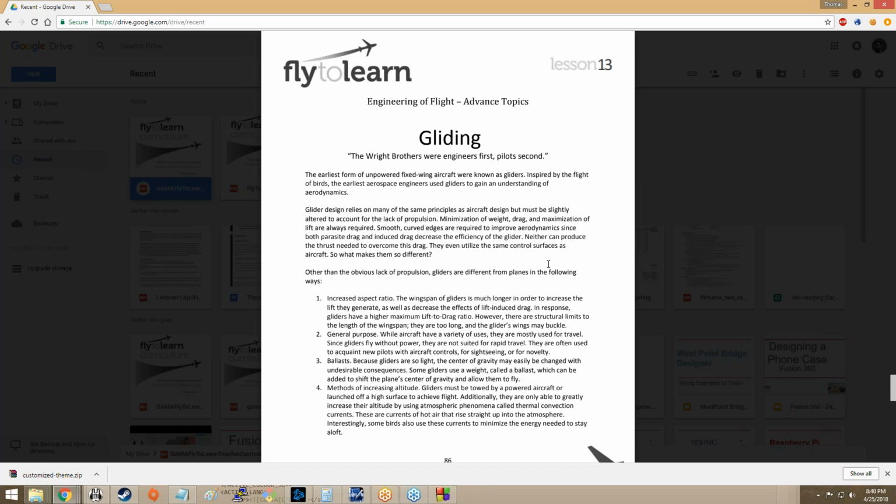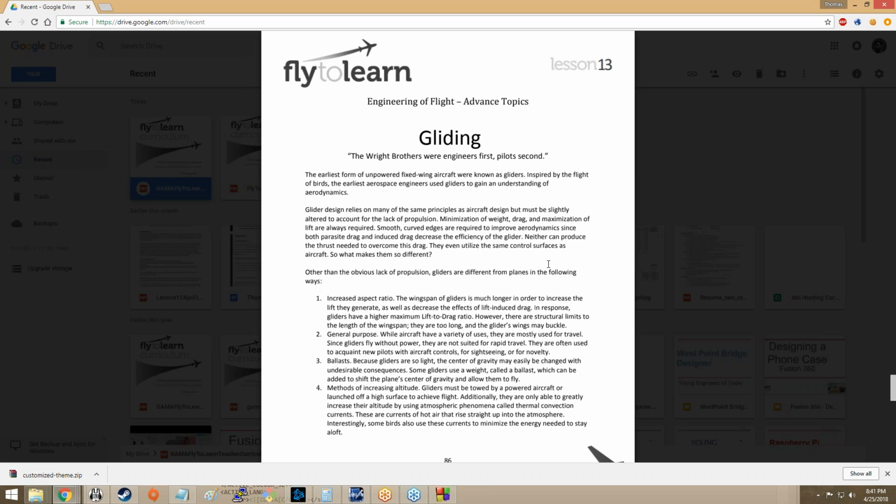Gliders are more general purpose. While aircraft have a variety of uses, they are mostly used for travel. Since gliders fly without power, they're not suited for rapid travel. They're most often used to acquaint new pilots with aircraft controls, or for sightseeing, or for novelty. Ballasts: because gliders are so light, the center of gravity may easily be changed with undesirable consequences. Some gliders use a weight called a ballast, which can be added to shift the plane's center of gravity and allow them to fly.